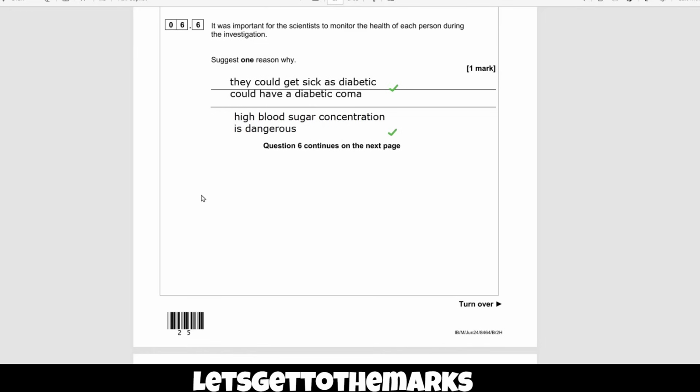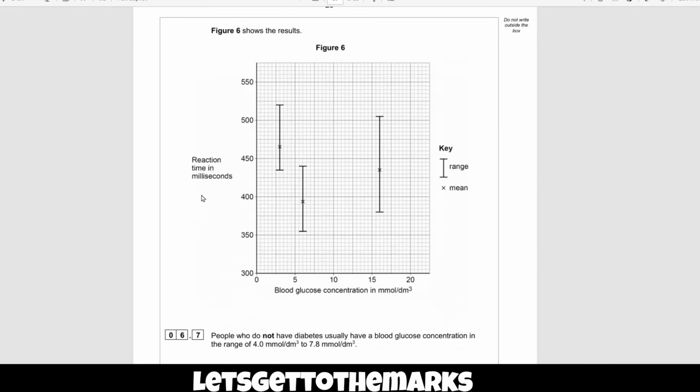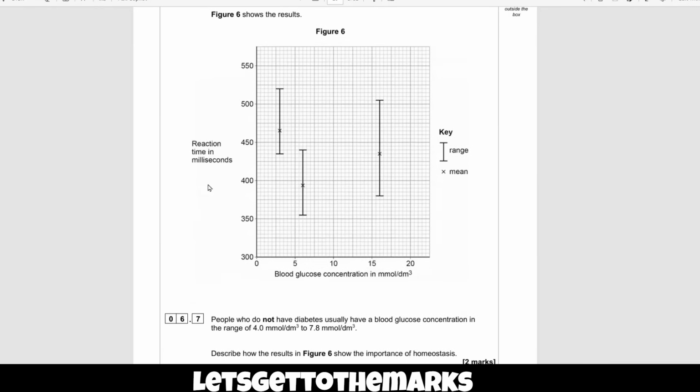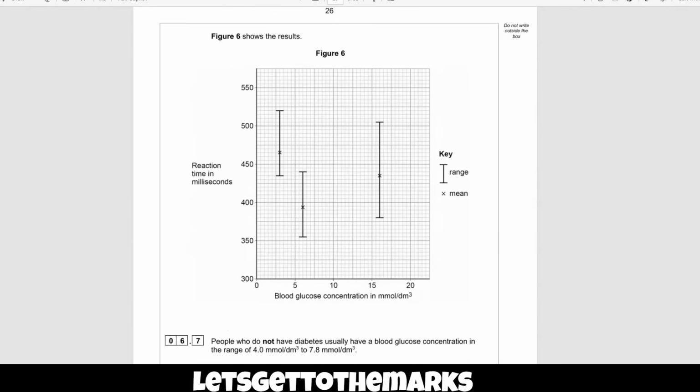So let's move on to the last question. No, it's not the last question. Here we've got figure 6 showing the results. We've got the reaction time in milliseconds, and we've got the blood glucose concentration. People who do not have diabetes usually have a blood glucose concentration in the range of 4 millimole per decimeter cubed to 7.8 millimole per decimeter cubed. Describe how the results in figure 6 show the importance of homeostasis.